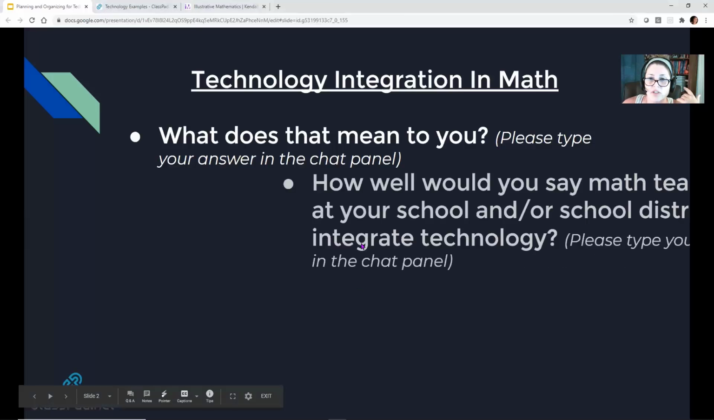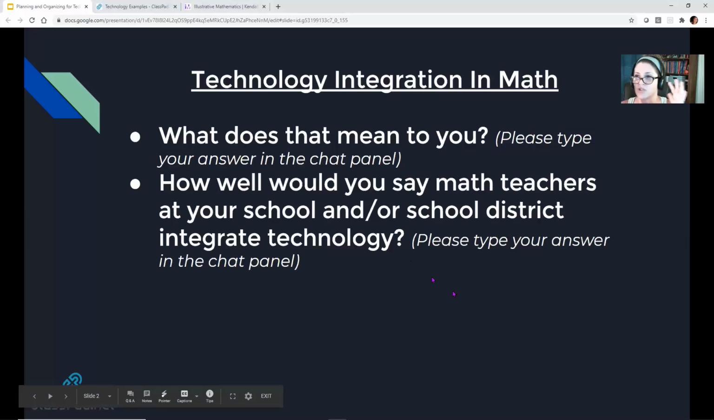Next question. If you're in the school, I want you to think about your own school. If you are working with different schools, I want you to think broadly. How would you say the math teachers that you interact with, whether they're in your classroom or you're coaching them or you've run into them, they're your children's teachers, how would you say that math teachers are currently using technology, integrating technology in their math class? What have you seen?